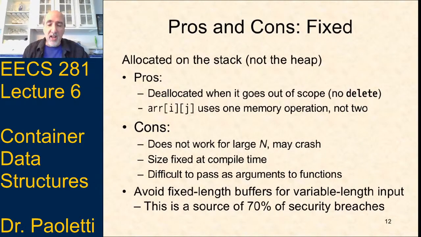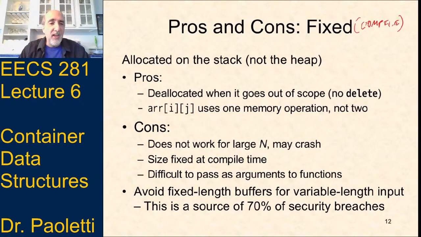Okay, so pros and cons of the fixed size arrays. So fixed meaning fixed at compile time. It's allocated on the stack, not the heap, which means it's automatically deallocated when it goes out of scope, meaning like the function ends. If this was inside a main, it gets deallocated when main ends. If it was inside of another function, it goes away when the other function ends.